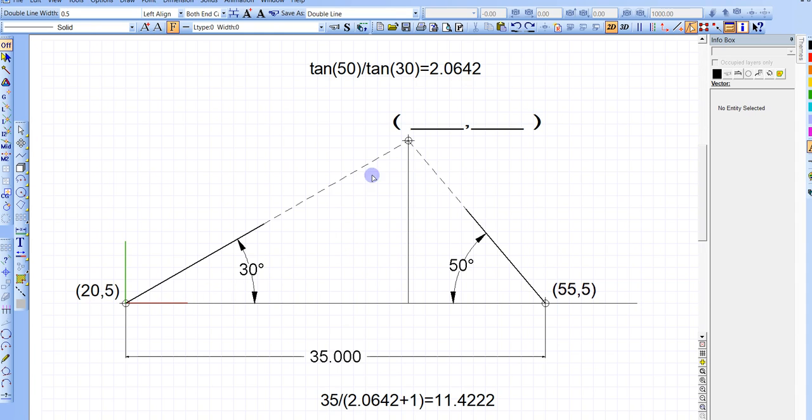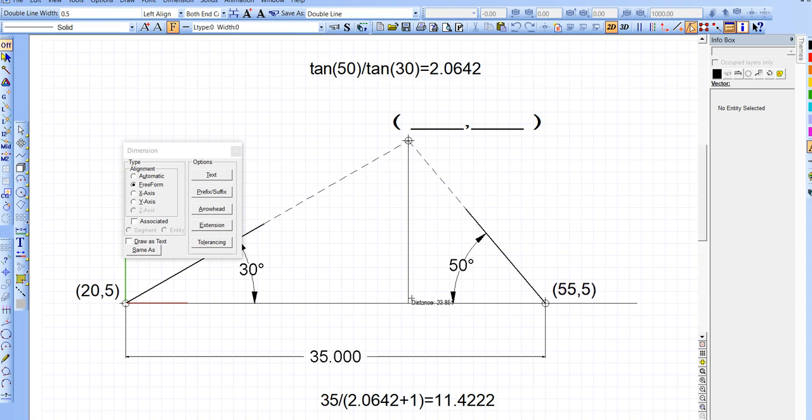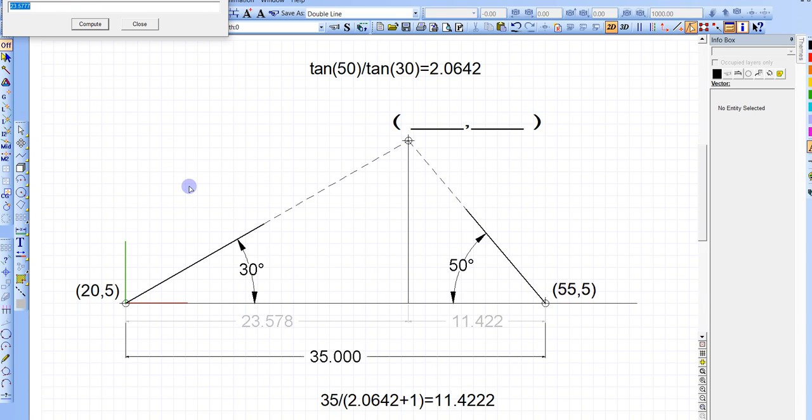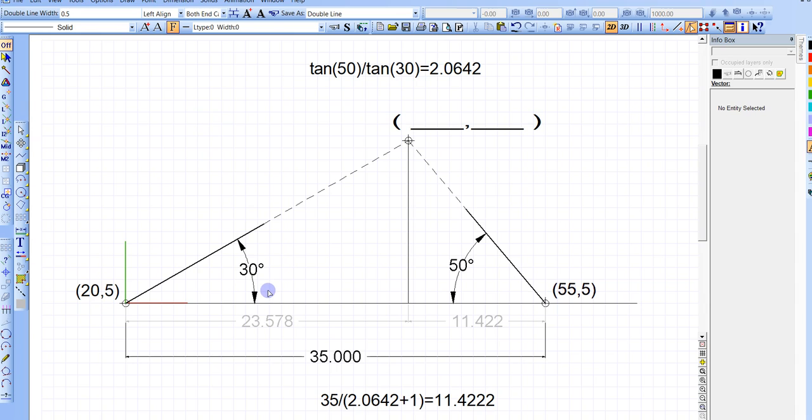So this is going to be 2.0642 times as big as this one. This one here will be 2.0642 times bigger. If you multiplied 11.4 times 2.0642, we'll get 23.5, right? 23.577. So that's why this works, right? So Control Z. We need to solve for this, right?